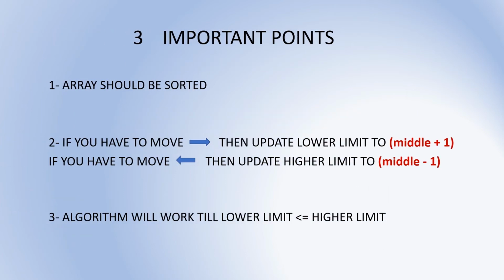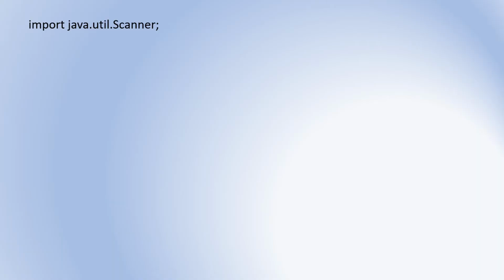3 important points you must always remember while performing binary search are as follows. Point number 1 is that the array should be sorted. Point number 2 is that if you move right, update the lower limit to middle + 1 and if you move left, update the higher limit to middle - 1. And the third point is that the binary search algorithm will work till the value of the lower limit is lower than or equal to the higher limit. With that, let's quickly code out this problem.